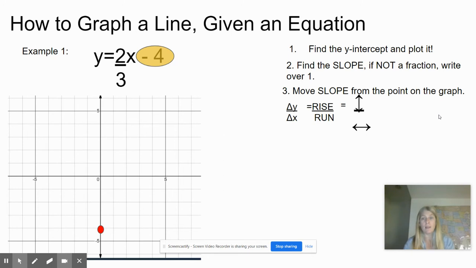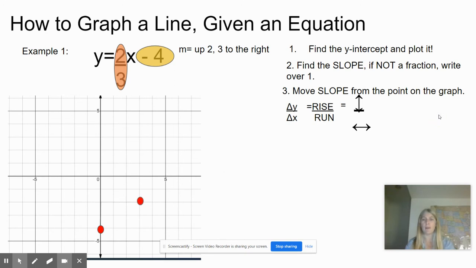If we have a negative number for the rise in the numerator, we're going to move down. Now, our run, if it's positive, we're going to move to the right, and if it's negative, we're going to move to the left. So we're going to go ahead and analyze our slope, 2/3. The 2 is positive, so we're going to go up 2, and the 3 is positive, so we're going to move 3 to the right. So from this first initial dot where we plotted our y-intercept, we're going to move up 2 and 3 to the right. And that's where we're going to plot our second dot.